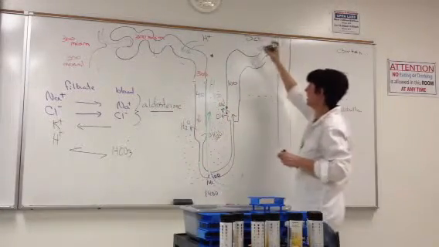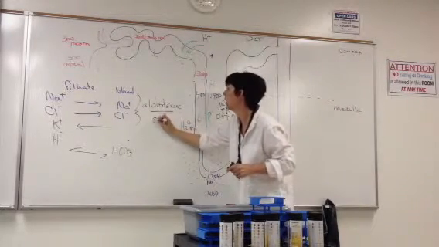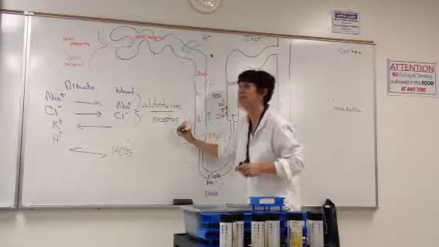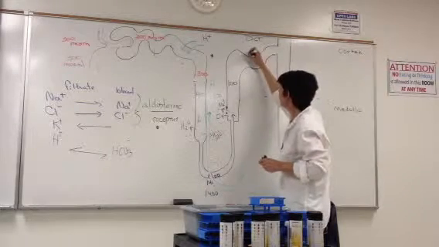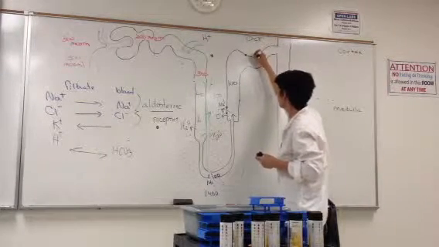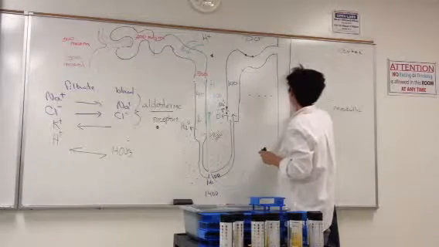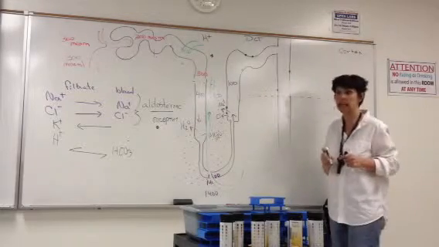Aldosterone has receptors that are present in cells of the distal convoluted tubule, and also present in cells of the collecting duct.